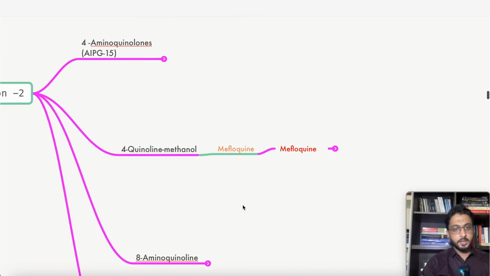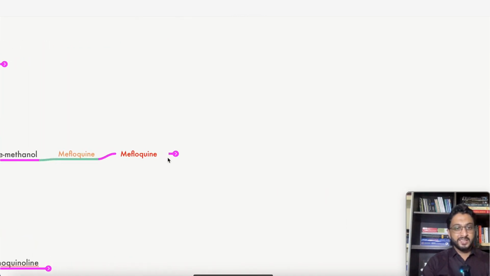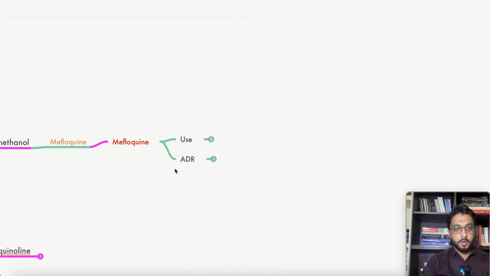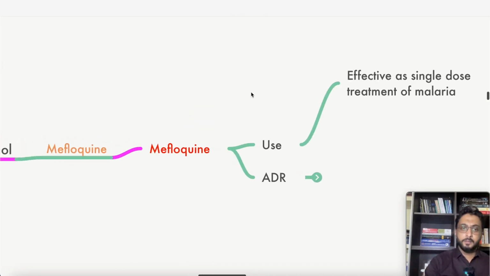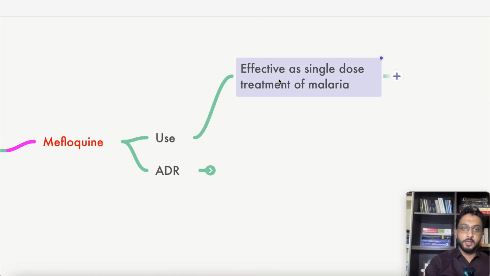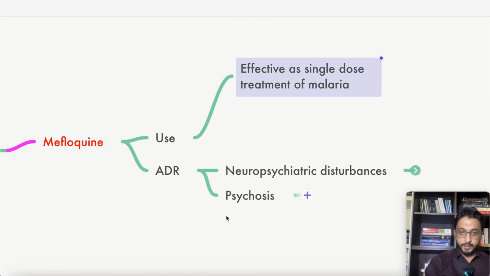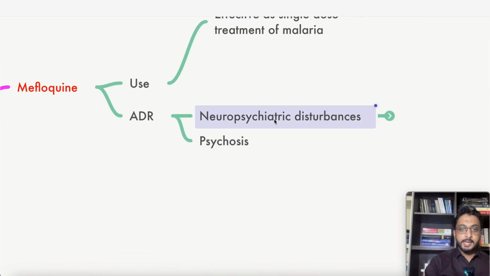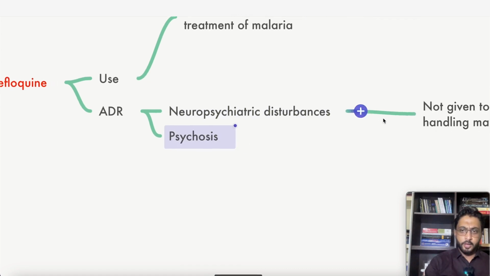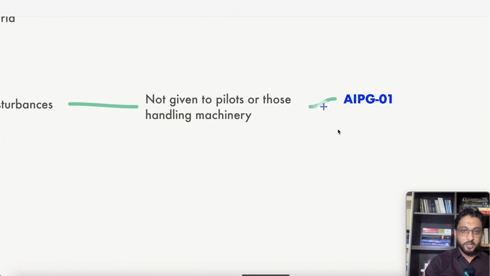So let's come to mefloquine, which is another drug which you have to know. One thing is the use of it, another is the adverse effect. It is effective as a single dose. All other drugs we saw, you have to use multiple doses. Mefloquine is one drug for which you just need a single dose for treatment. Another thing is the adverse effect, very important, asked for you. Adverse effect of mefloquine: you remember madness, psychosis. M for mefloquine, M for madness, M for psychosis. Mefloquine causes neuropsychiatric disorders or psychosis, very important. Thus it's not given to pilots or those handling machinery.